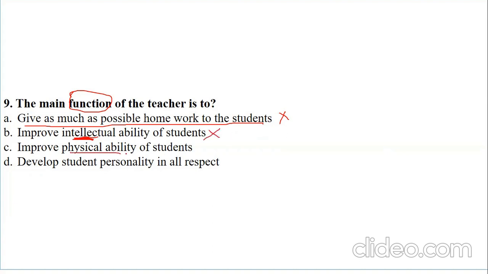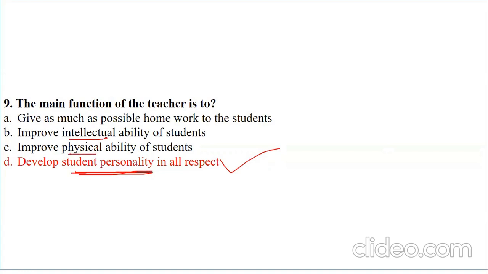Only physical ability definitely can't be an option. So the teacher has to develop the overall personality of the student. It means that developing the student's personality in all respects is the correct answer. Please try to understand: developing student personality overall includes intellectual, physical, and communication abilities of the child. You help him to become more alert and observant. So developing overall personality is the main function or role of a teacher.